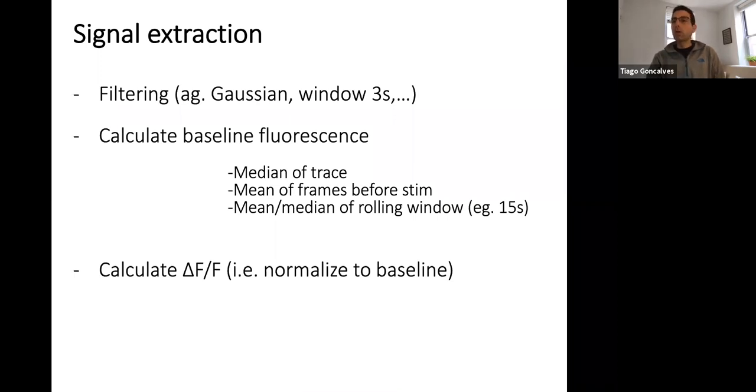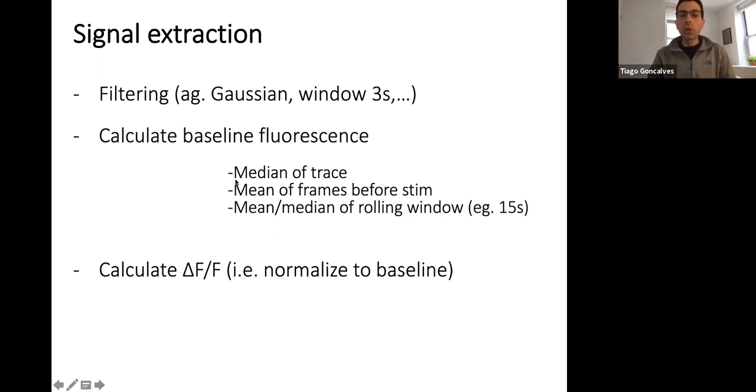Okay, so now you manage to get the signals. How do you get from those signals to your data? And I need to keep an eye on the time because I'm running out of time. But after you get your signals, whatever method you used, whether it was one of these automated methods or just an ROI that you drew by hand, you may need to filter your signal. For example, with a Gaussian filter with a window of 3 seconds, do some sort of filtering to remove noise.